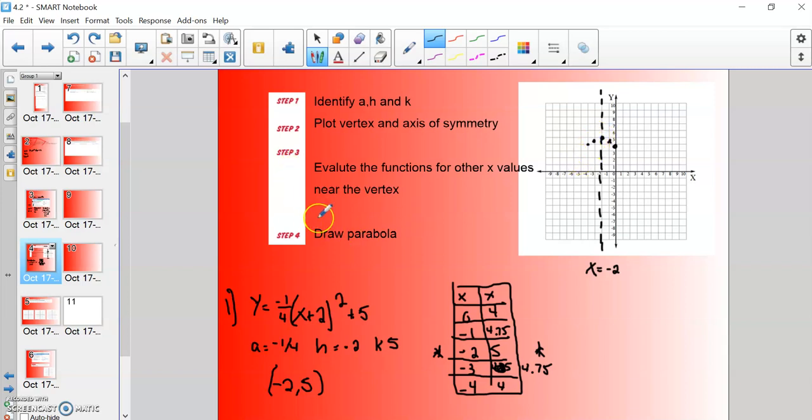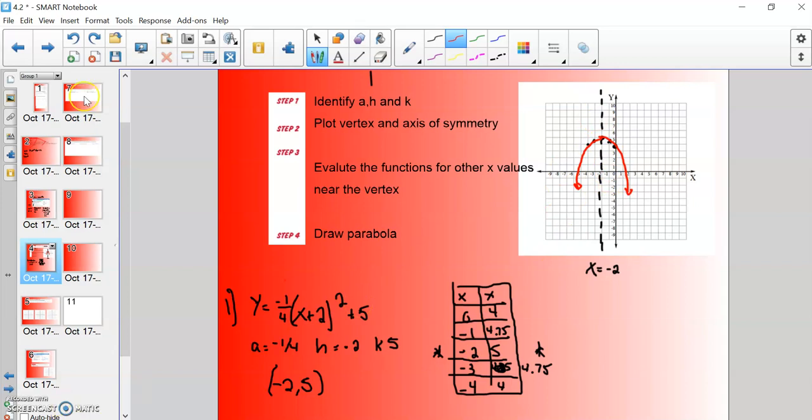That's step 3. Step 4 is to draw the parabola. So connect the dots. Notice since A is negative, our graph opens down. We have our table of values, we have our vertex, and we're good to go.